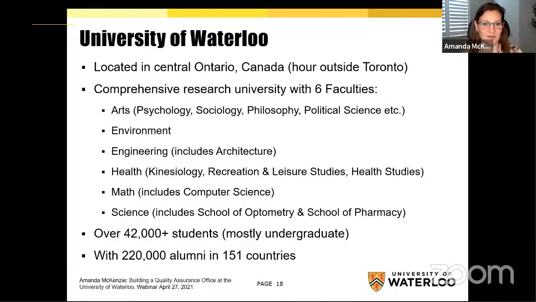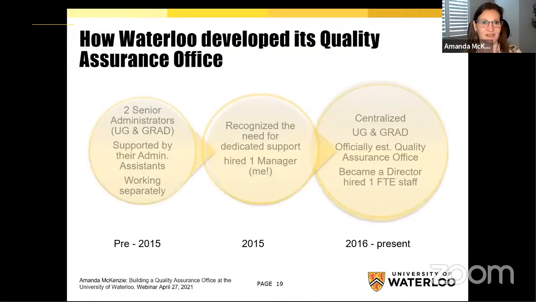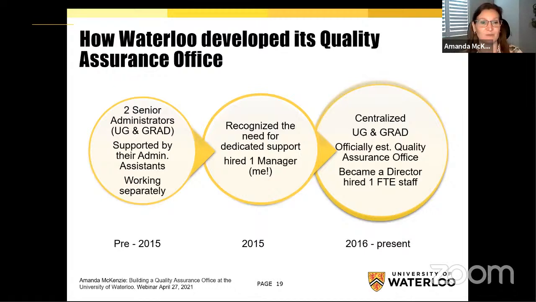I will move on to tell you a little bit more about how the Quality Assurance Office that I manage started, which I know you're interested to hear. So essentially, pre-2015, the Quality Assurance Office at the University of Waterloo didn't exist. So at that time, we had 2 senior administrators, one in graduate studies and one in undergraduate studies, who were supported by their administrative assistants to complete all things in regards to the ICAP that I just mentioned. So they were looking at all academic program reviews, all new programs, major modifications, and having to be prepared for an audit. You can imagine that on top of their busy portfolios that this was a lot to manage.